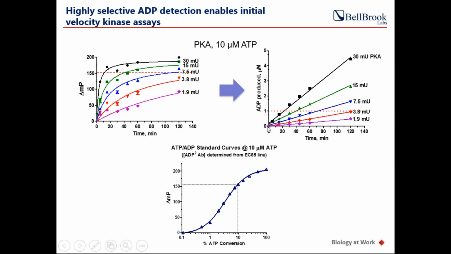And using that standard curve, then we're able to convert the polarization values directly to ADP amounts. And you can see that when you graph these enzyme reactions over time, we're looking at linear formation of ADP. And of course, that's where you want to be, in that initial velocity region where you haven't consumed a lot of your substrate yet. So your reactions are still linear.